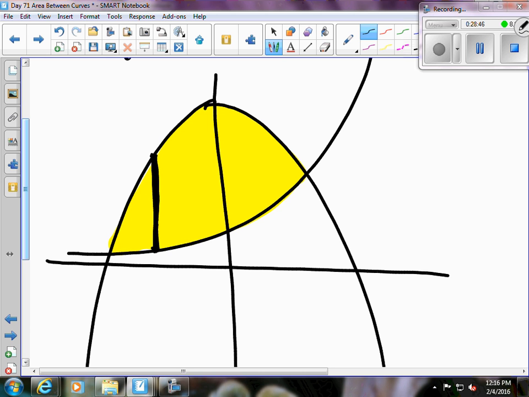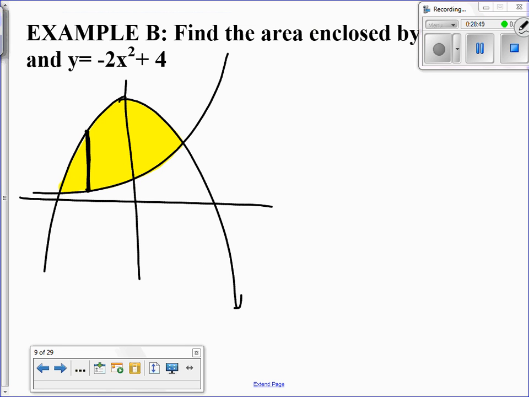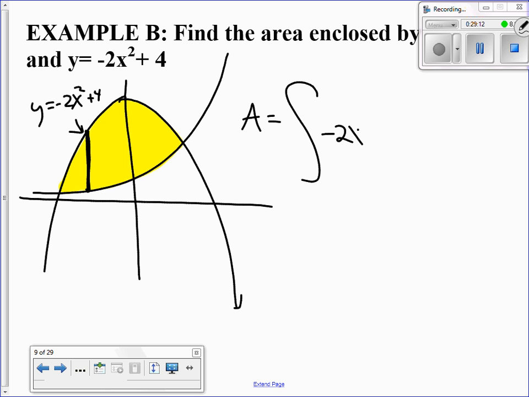All right, let's set up the integral. We want to add up... now, for the graph on top, you can't look outside of the region because y top and y bottom might be different out there. You've got to look in here. Which one is y top? Yeah, y equals negative 2x squared plus 4, minus y on the bottom graph, which is just e to the x.